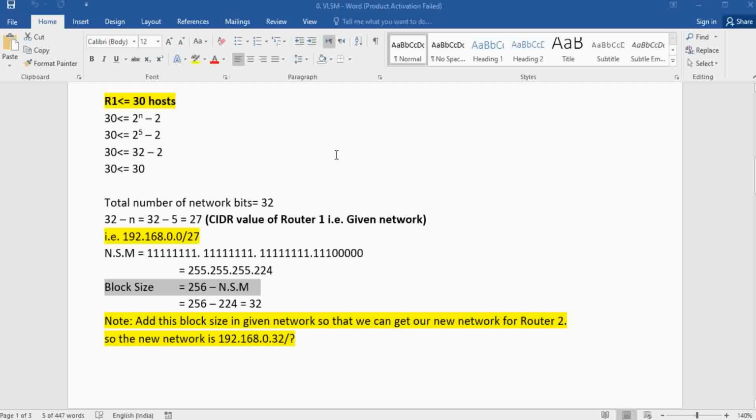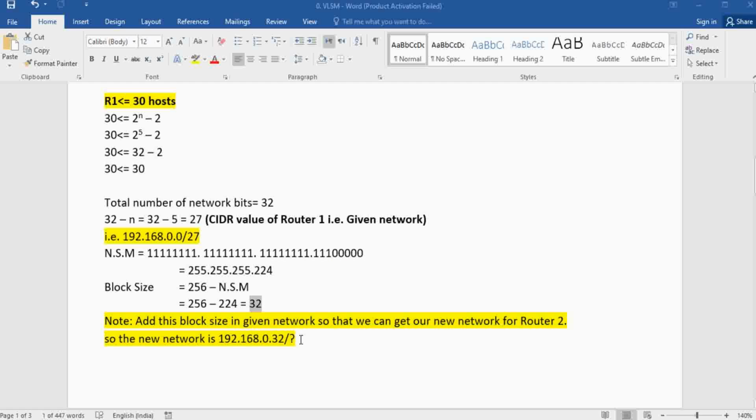For block size, minus this value from 256. Why 256? Because the range starts at 0 and ends at 255. The formula of block size is block size equals 256 minus new subnet mask. So 256 minus 224 equals 32.